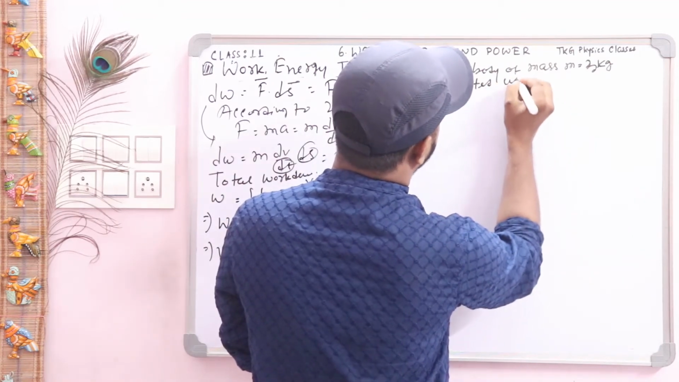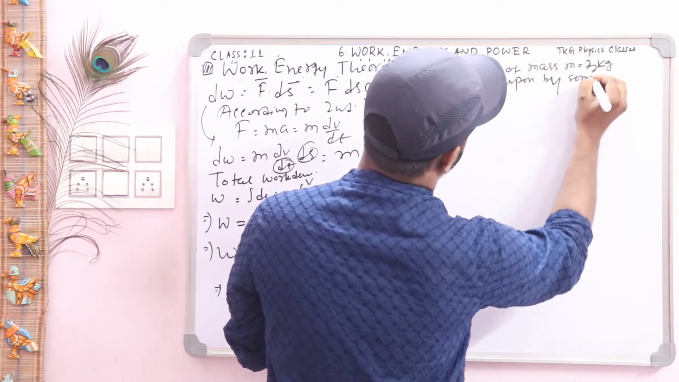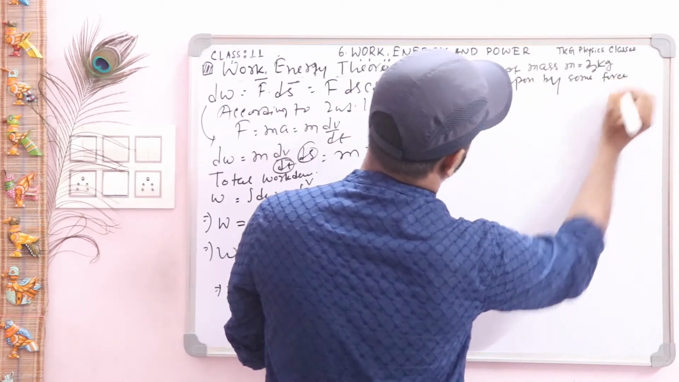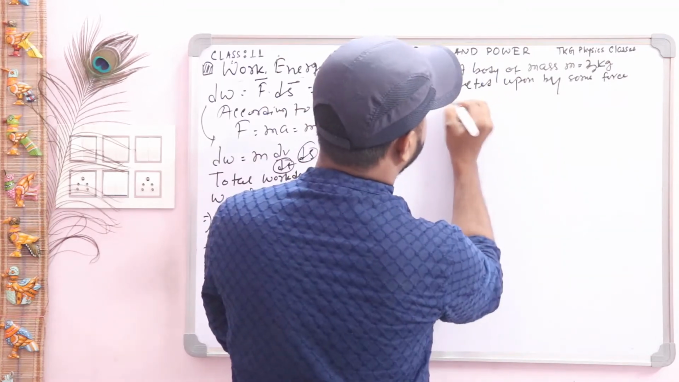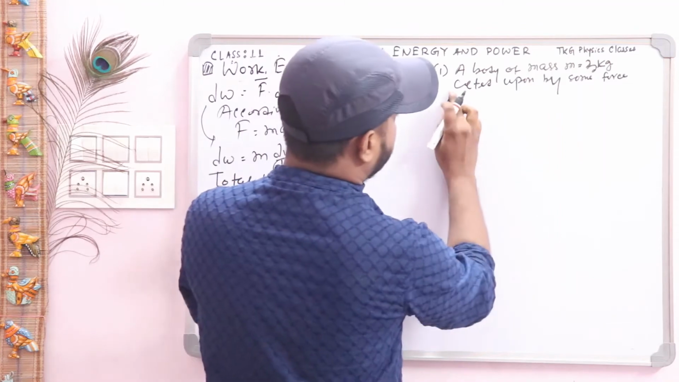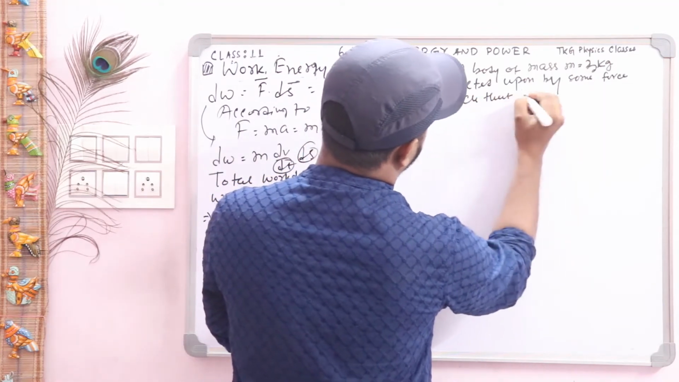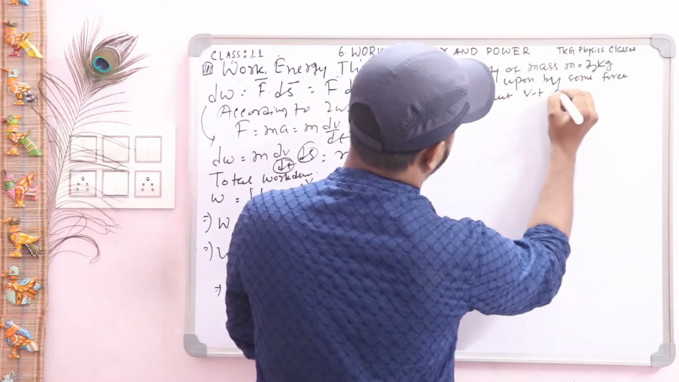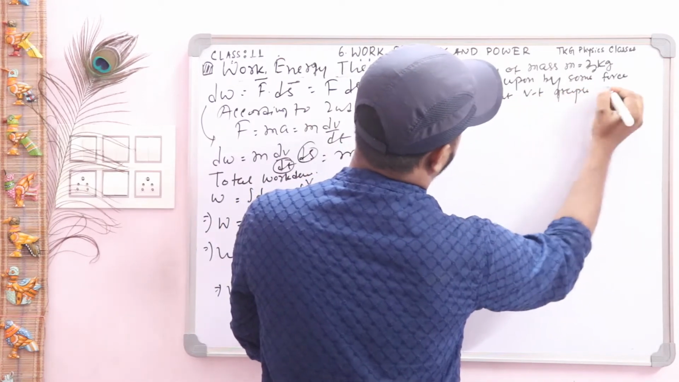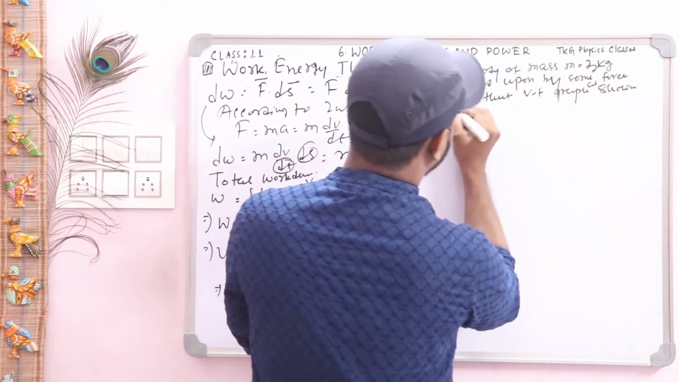Acted upon by some force such that the v-t graph is as shown in the figure.